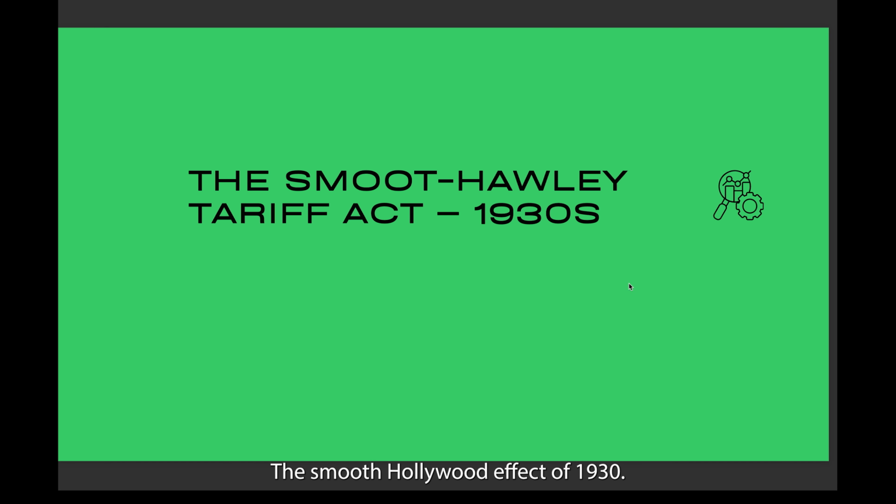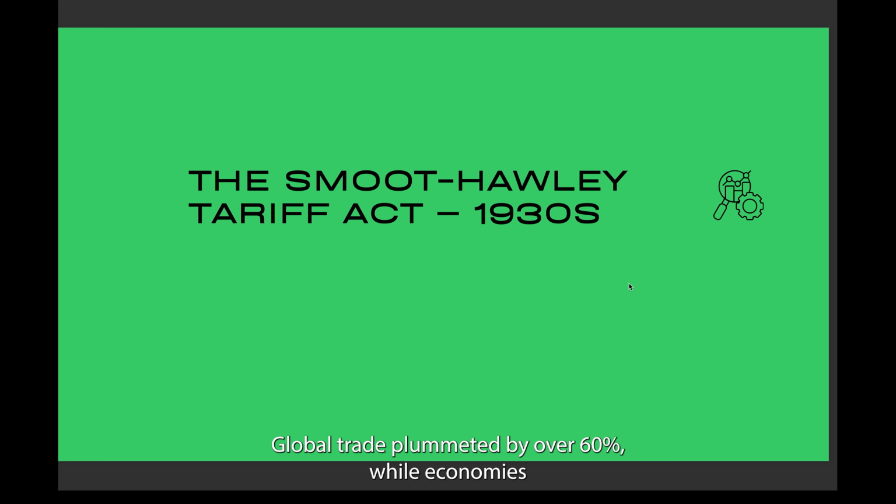The Smoot-Hawley Tariff Act of 1930. This was passed in the US during the Great Depression with the intention of protecting American farmers and manufacturers by raising tariffs on over 20,000 important goods. But what happened instead? Other countries hit back with their own tariffs. Global trade plummeted by over 60%, world economies slowed down even further, and the depression deepened.